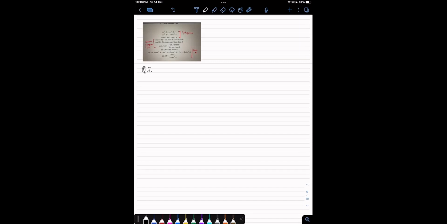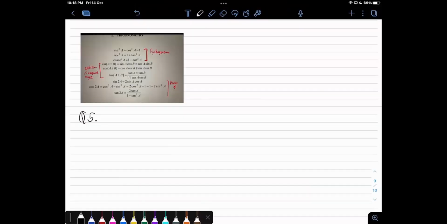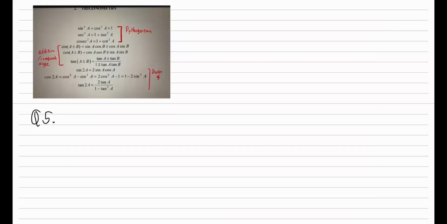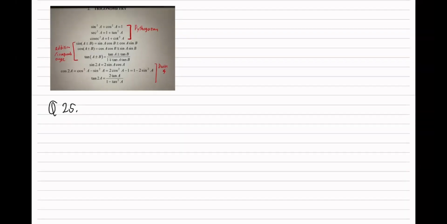Then maybe I'll also assign the Xingli papers as homework. Okay, wait, why did I write 5? Should be 25. I think landscape should be enough space. That's not right, I should keep the portrait. Sorry.